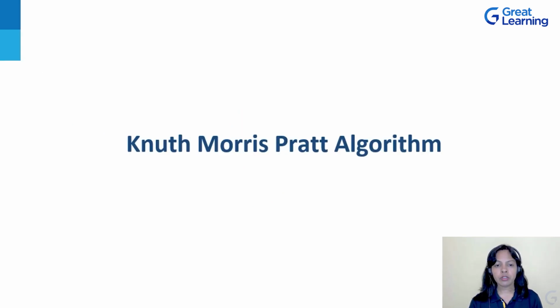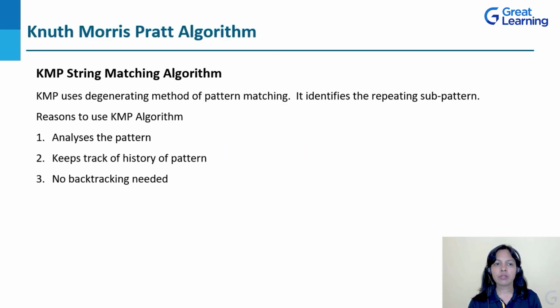Let us talk about the KMP algorithm, the Knuth-Morris-Pratt algorithm. As the name suggests, it is shortened into K, M and P, after the people who invented this algorithm and gave the idea of it, that is Knuth, Morris and Pratt. The name of the algorithm, KMP algorithm, is behind their names themselves.